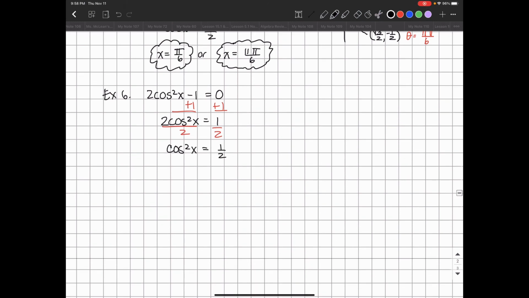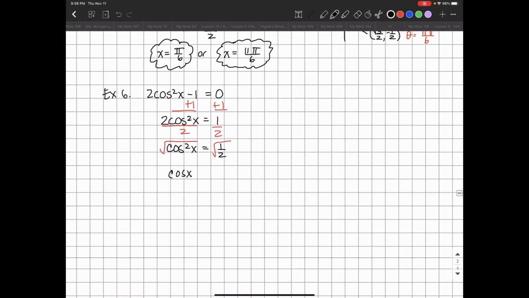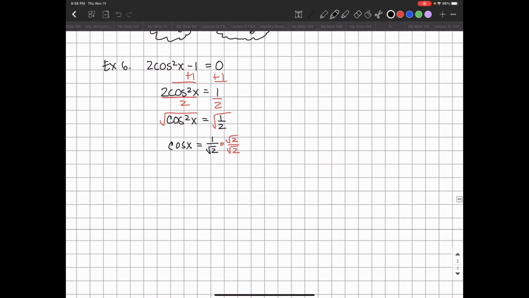And then, because I want cosine of x by itself, I'm going to take the square root of the left-hand side. What I do to the left, I have to do to the right. I'm going to get the square root of 1 over the square root of 2, so that's 1 over square root of 2. I'm going to edit this a little bit by multiplying by the square root of 2 over the square root of 2 because I don't want square roots in my denominator, and I get square root of 2 over 2.